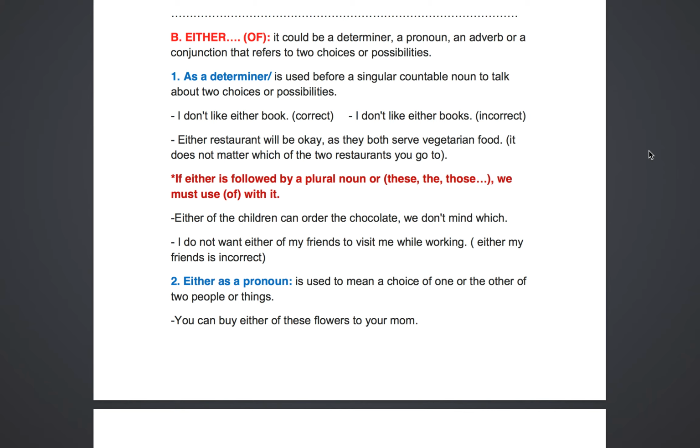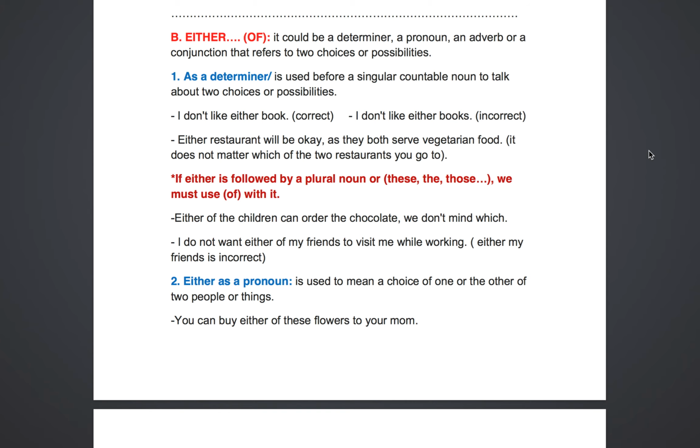The first function we have here, you can use as a determiner, is used before a singular countable noun to talk about two choices or possibilities. The noun we have after either must be a singular countable noun. If it's not, we have a different usage for it, which we are going to cover later. For the first one, I don't like either book, the noun is singular and countable, so you have to use either. But I don't like either books, it's not correct.